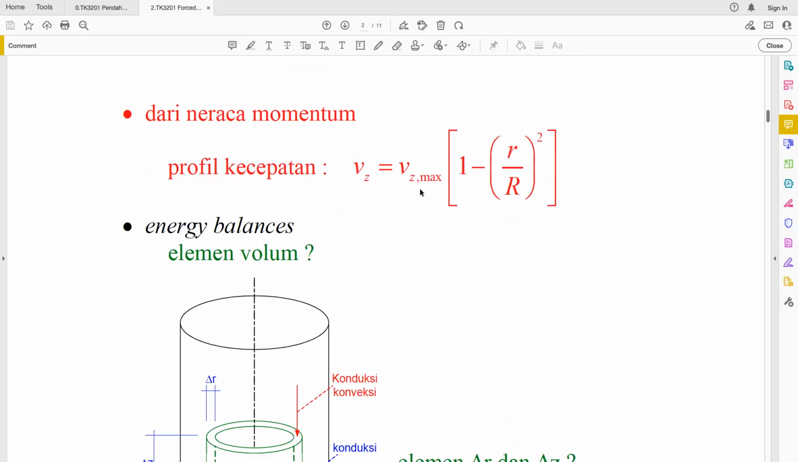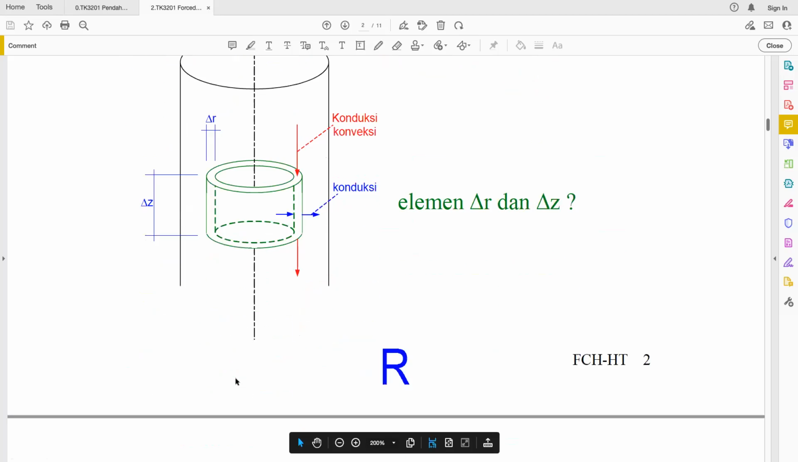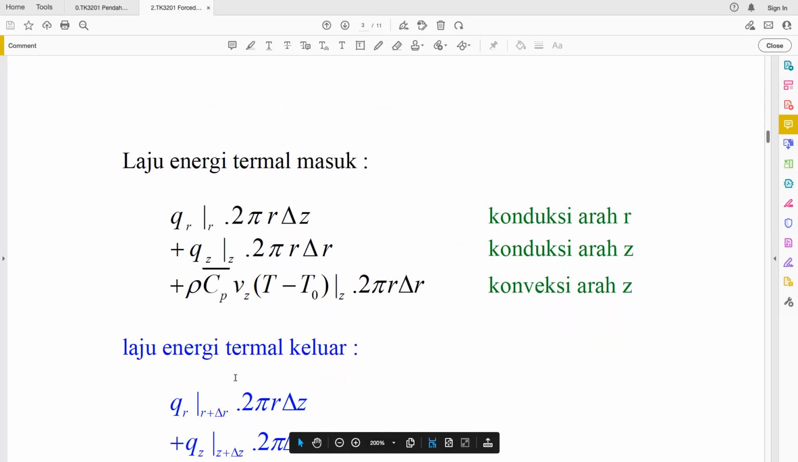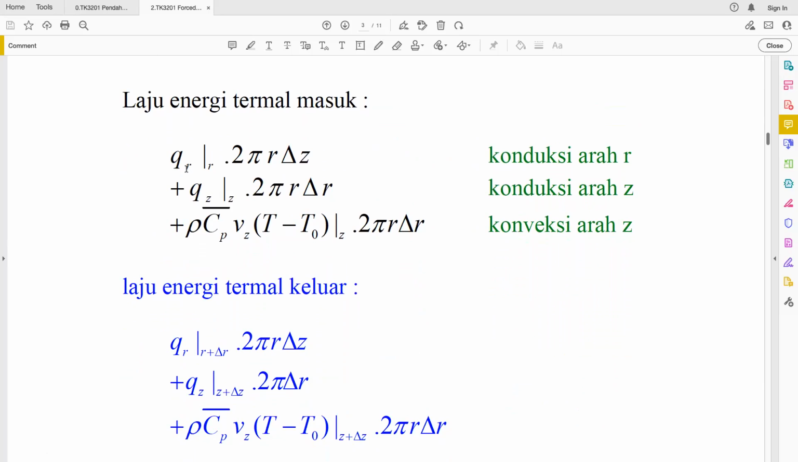Because of that, we can find a ring or a shell like this, and the shell is a function of r and z, where we cut it with dr and also with dz. After that we can check the thermal energy in and thermal energy out. I think this is similar to the circular pipe case. You just think about all the areas that are cross sections to the Q.